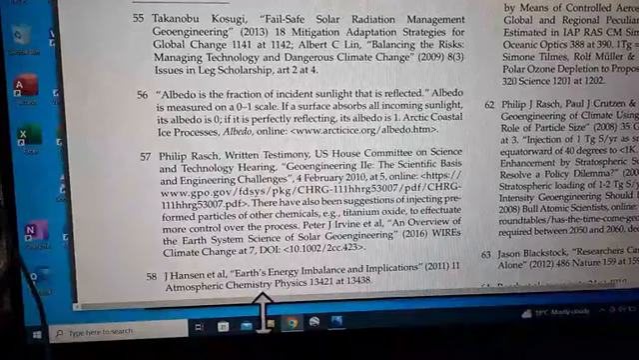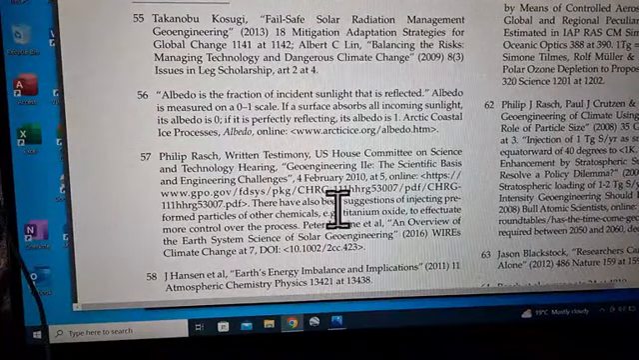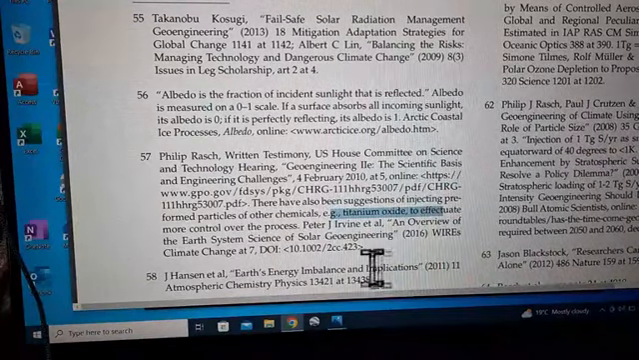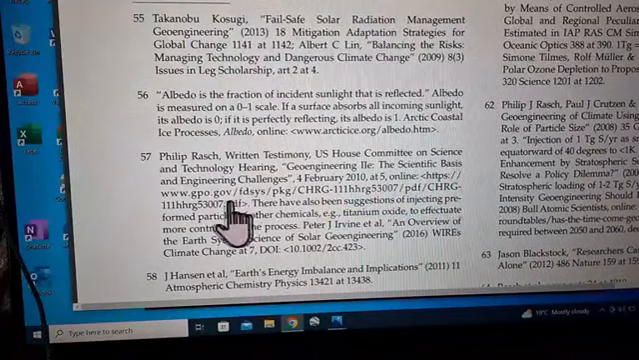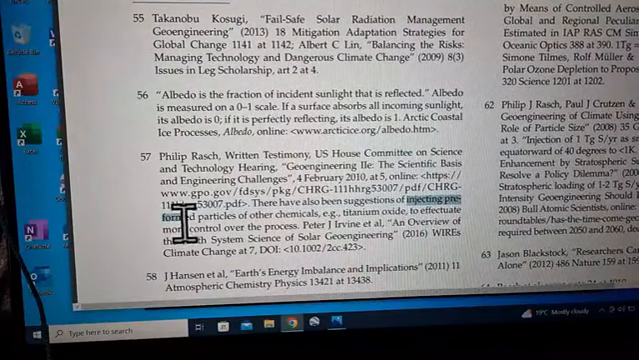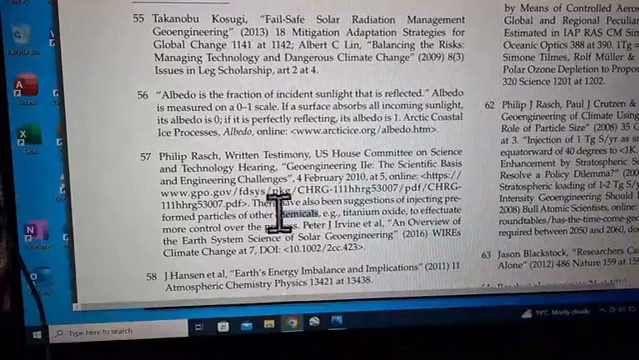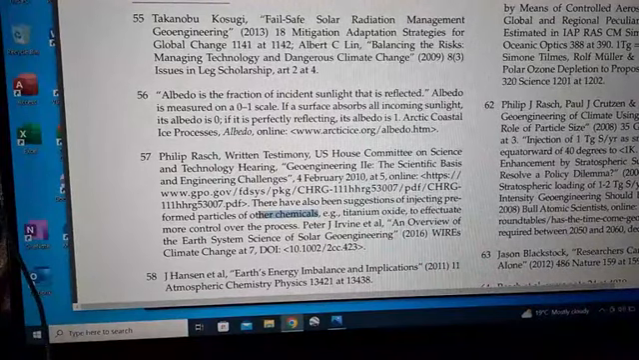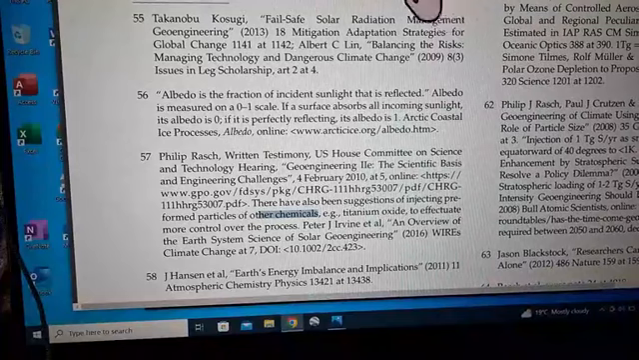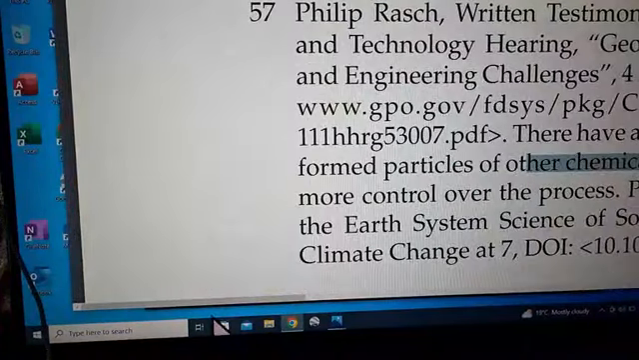So I can bring her into focus for you. One of them actually says right here, why do I call them chemtrails? Because right here it says there have been suggestions of injecting preformed particles of other chemicals. The word chemical. See the word chemical right there? Get it right in your minds, because it says so right here.